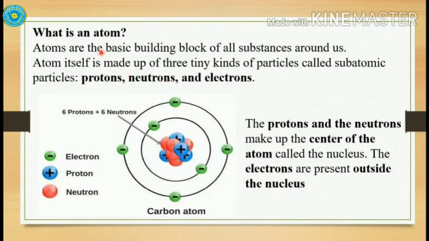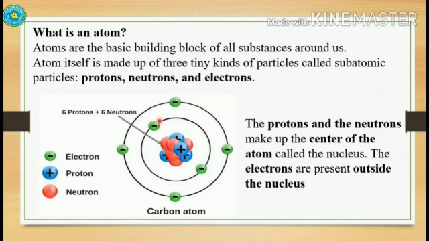Today, we are going to learn what an atom is and what it is composed of. Atoms are the building blocks of all substances around us. An atom itself is made up of three tiny kinds of particles called subatomic particles, namely protons, neutrons and electrons.